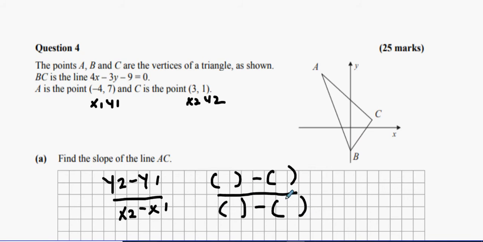You input them in empty, then you throw in the numbers: 1, 7, 3, minus, minus 4. I think I'm going to get minus 6 over 7, is that right, Susie? No worries, just double check for me. I'm pretty happy with that.